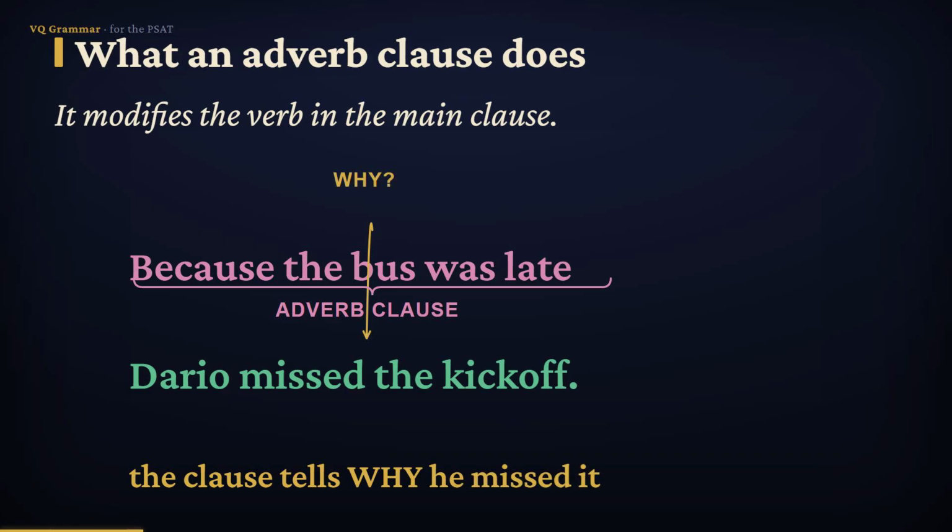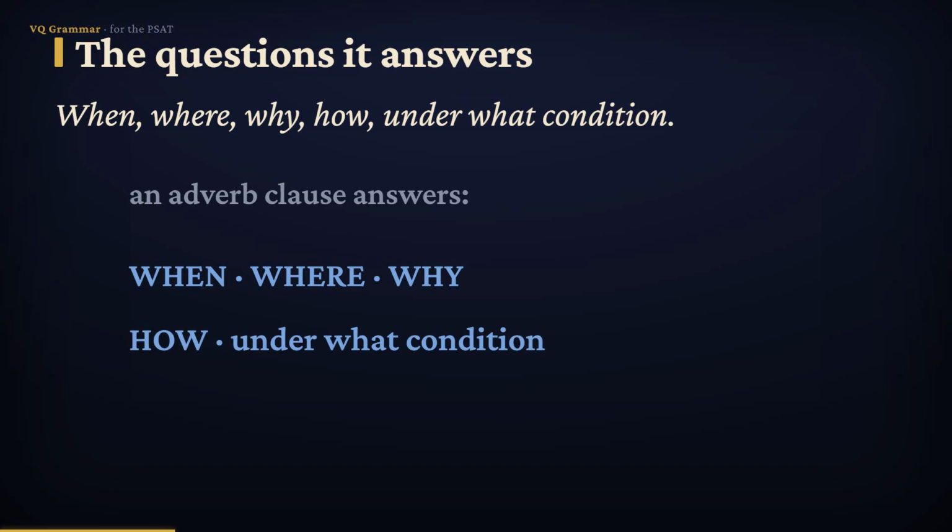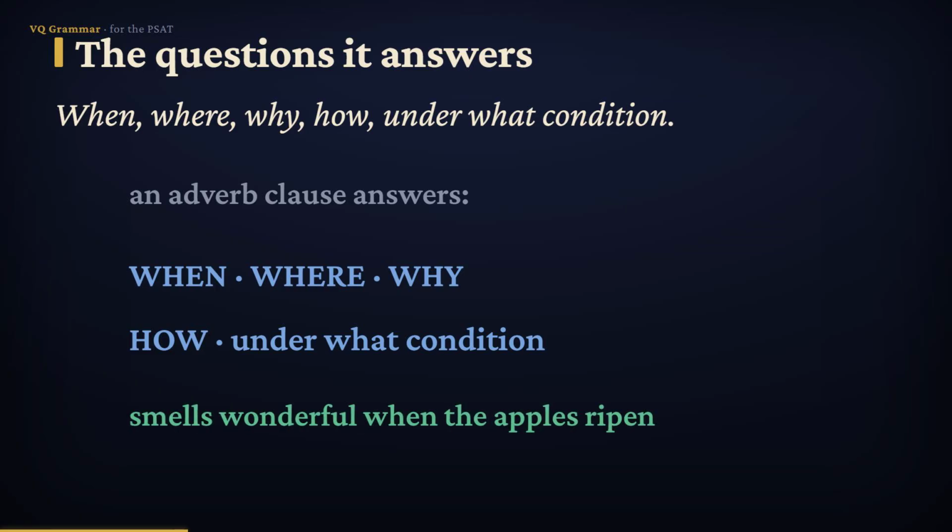The clause tells why. Just like a single adverb, the clause answers one of these questions about the verb: when, where, why, how, or under what condition. Take this one. The orchard smells wonderful when the apples ripen. The verb is smells. Smells wonderful when? When the apples ripen. That clause answers when, so it's an adverb clause. Any of those question words is a clue you found one.